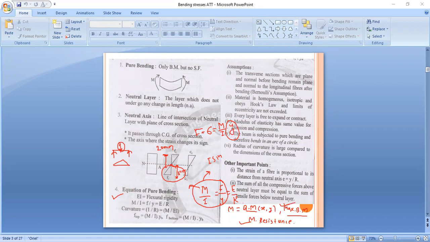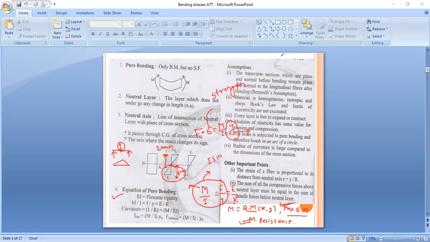When will we call it maximum bending moment? When this y distance is the maximum of these two distances, at that time we call this moment the maximum bending moment. And when we say moment of resistance, if our input is strength of material, then this is called moment of resistance. This is the meaning of M.